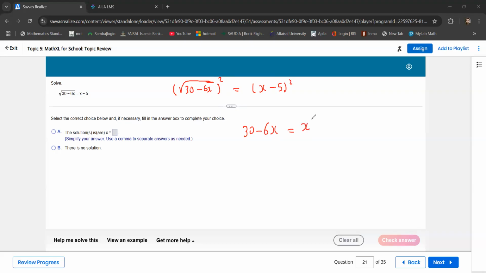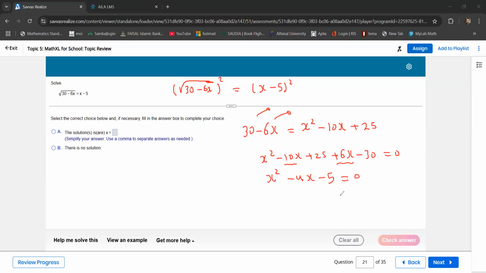And here this will give x power 2 minus 10x plus 25. Remember to write down the middle term, as this is a mistake of most of the students. They ignore the middle term and the whole problem will be wrong. Now, this is a quadratic equation, so it must be equal to 0. So x to the power of 2 minus 10x plus 25 plus 6x minus 30 is equal to 0. Now x power 2 minus 10x plus 6x is negative 4x. Positive 25 minus 30 is negative 5.